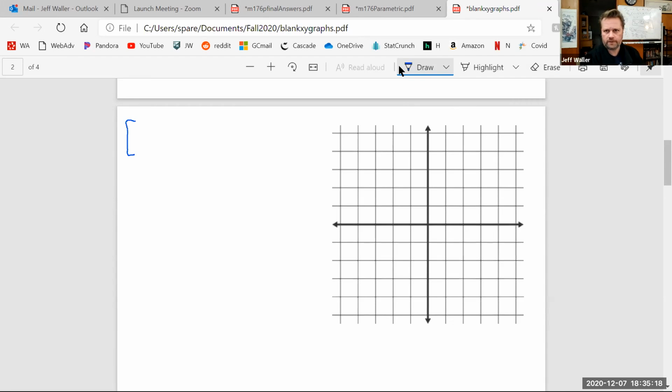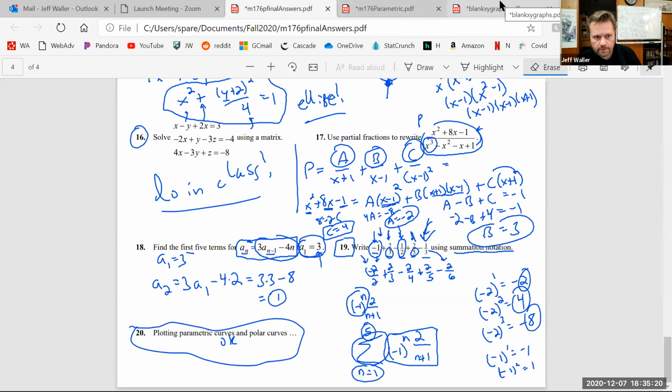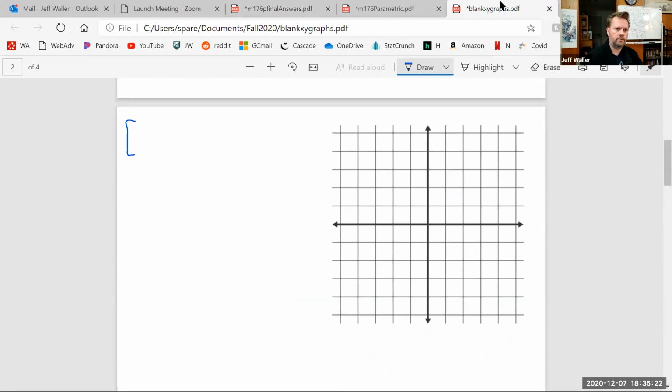What is that as a matrix? Let's see. Maybe I can do it. 1, -1, 2, 3. Sorry, I forgot I was muted. Go ahead. 2, 3. -2, 1, -3, -4. 4, -3, 1, -8.